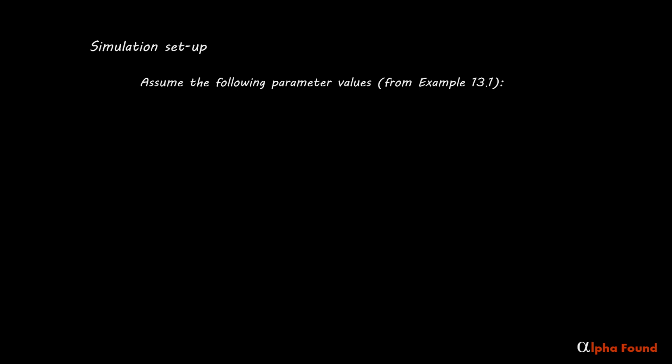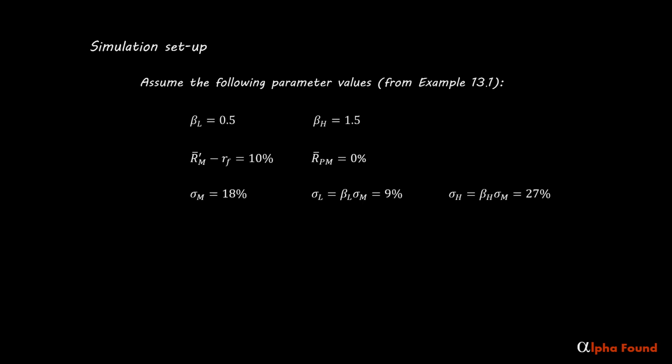The ideal betas were set as follows. The low ideal beta is 0.5, the high ideal beta is 1.5. Average excess return is 10%, average perturbation return is 0%. The ideal risks were set as seen here in example 13.1. The sum of the perturbation risks is set to 20%, which will be explained momentarily.